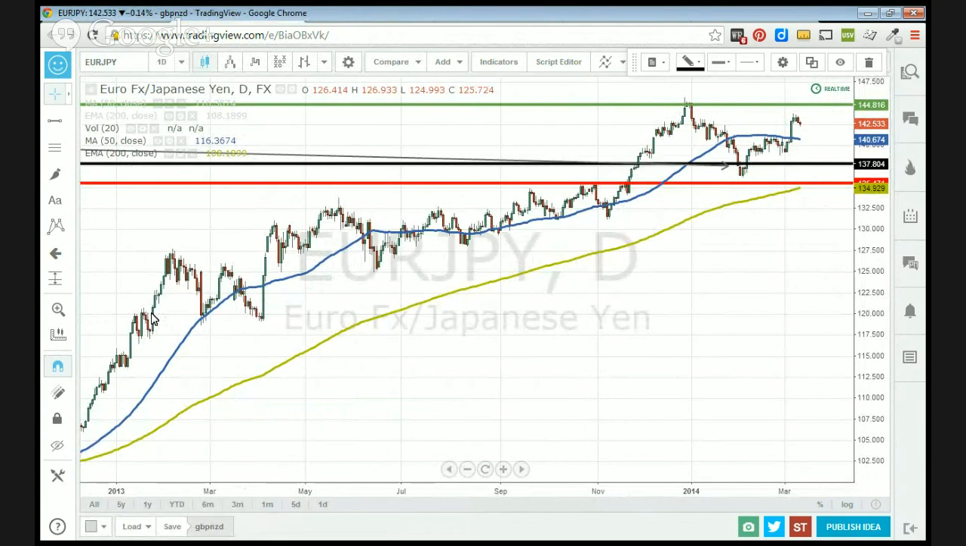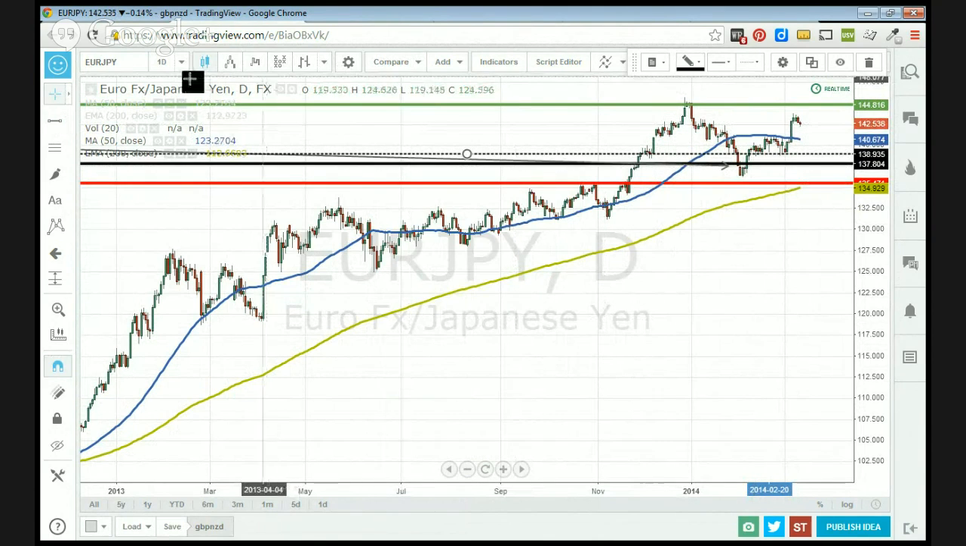Euro Yen. Yeah, still waiting for that decline. 137.80 is the level I'm watching. I might be able to actually add another line. This might be a level I can buy at, 138, 139 basically. That puts us a little closer.